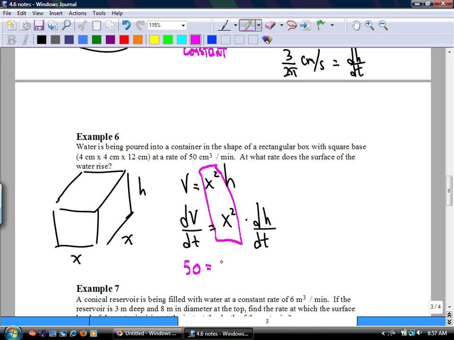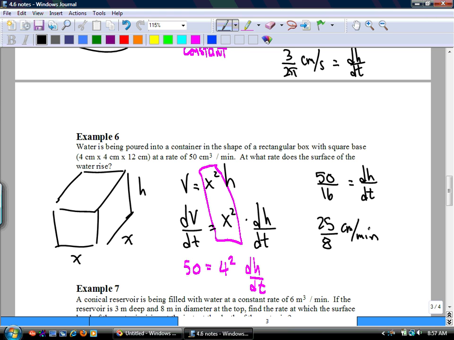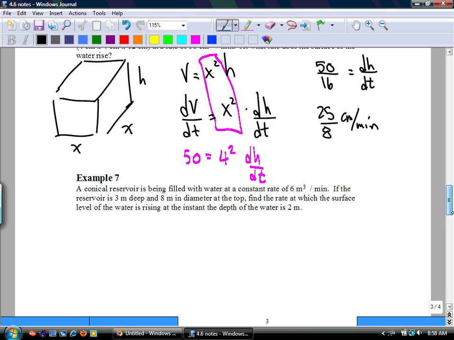So 50 equals 4 squared times dH dt. 25 over 8 centimeters per minute. Three-ish. Going up at a rate about 3 centimeters per minute. So in about 4 minutes, if the tank is just about 4 minutes, the tank's going to be overflowing, right?